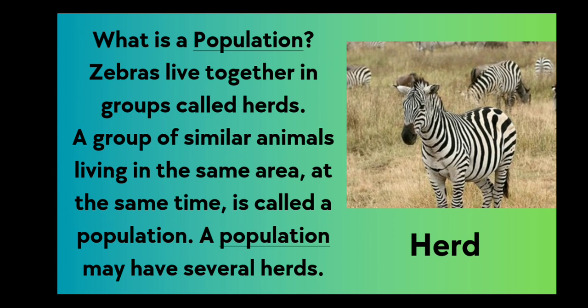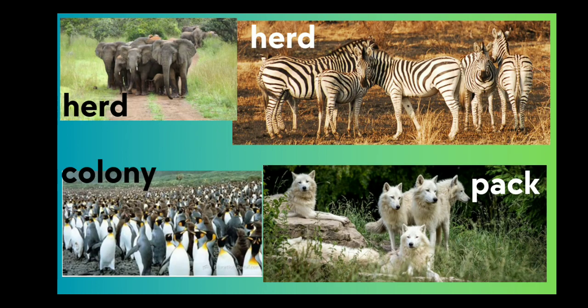What is a population? Zebras live together in groups called herds. A group of similar animals living in the same place. So similar animals living in the same place, in the same area, at the same time is called a population. A population may have several herds. So here is a herd of elephants, herd of zebras, colony of penguins, and a pack of wolves. All of these are different populations.